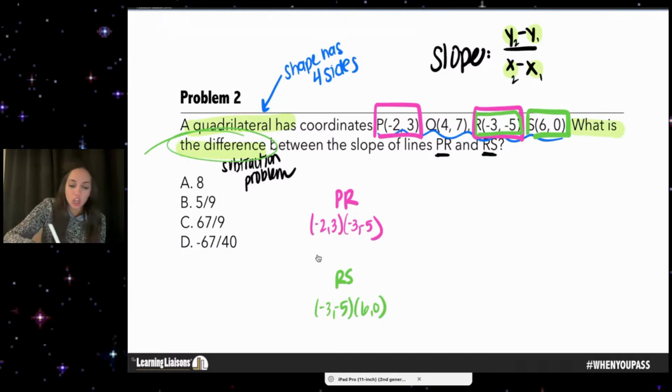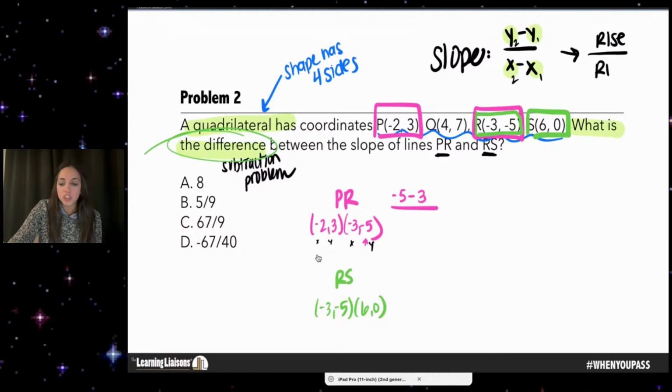So I'm going to do y minus y over x minus x. I'm going to start with -5. Why? I don't know. You can start with 3. It doesn't matter. -5 minus 3. Why? Because this is my x and this is my y. So my y's go on top because remember, slope is rise over run, which means I'm doing my y's over my x's. Now, because I did this guy first, I have to do this guy first.